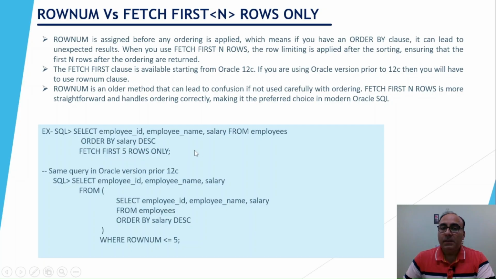So this will basically give us the top 5 employee names having the highest salary. Now let's try to write the same query using ROWNUM. In this particular case, first we'll have to write one query, basically a subquery, where we sort data on the basis of salary, and thereafter we'll have to apply ROWNUM.